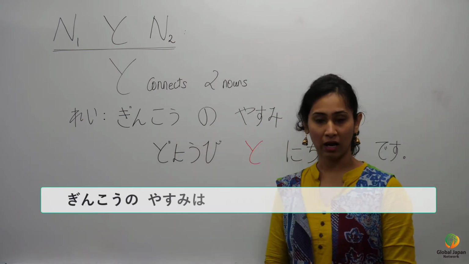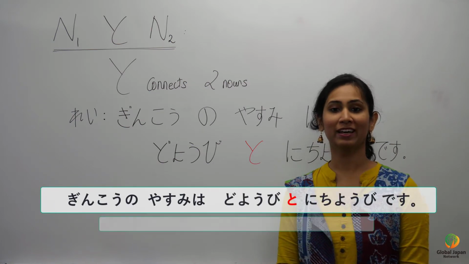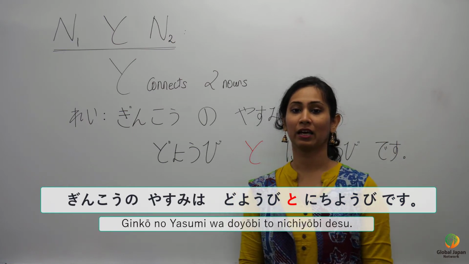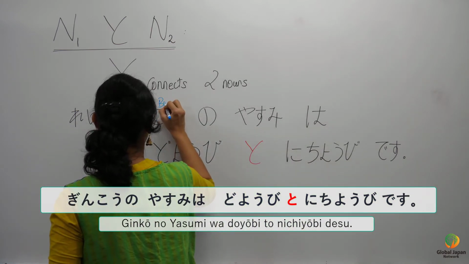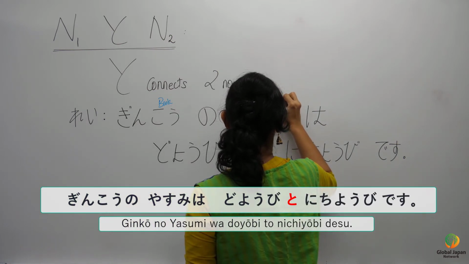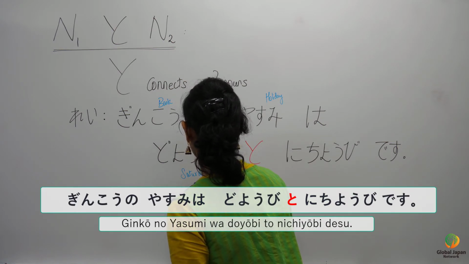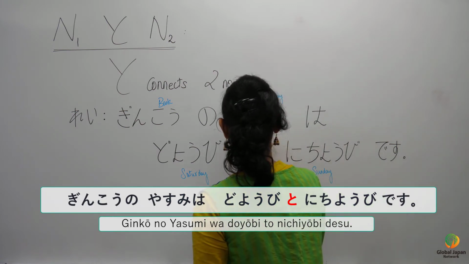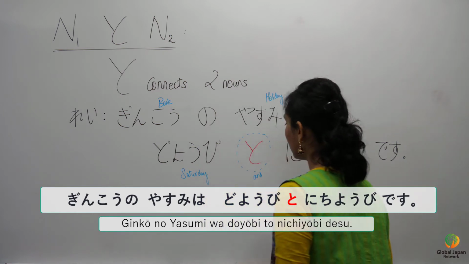Ginko no yasumi wa doyobi to nichiyobi desu. I repeat. Ginko no yasumi wa doyobi to nichiyobi desu. Ginko, the meaning for this word is bank. Yasumi means holiday. Doyobi is Saturday. Nichiyobi is Sunday. And the particle to here acts as a connector. So it gains the meaning of the word and.